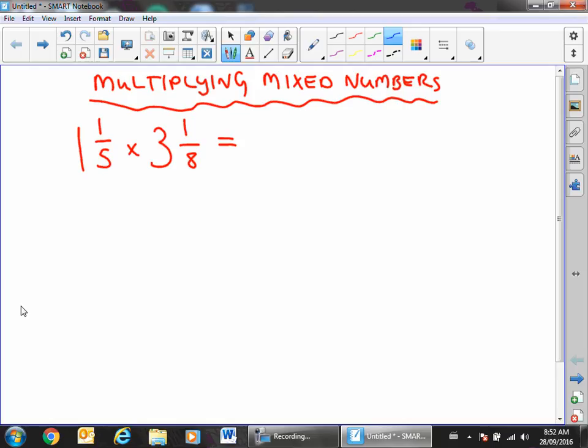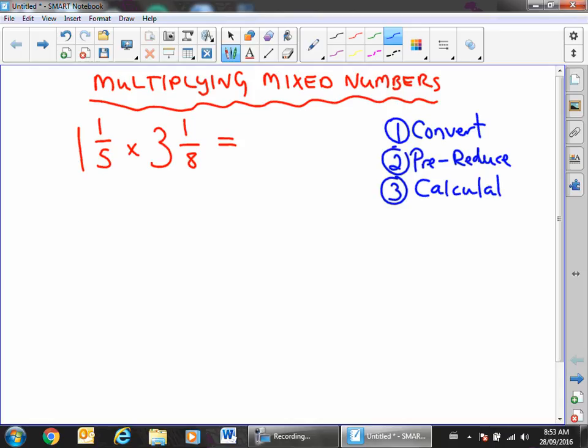Okay, so there's basically 3 steps to multiplying mixed numbers. And the first thing that we're going to do is convert the mixed numbers into improper fractions. And then what we're going to do is a reduction. So we're going to pre-reduce the numbers, so we're going to reduce the numbers before we actually calculate it out. And therefore we're usually going to bring our numbers down in size, and it's going to make our calculation that much easier. So then the third step is going to be to calculate.